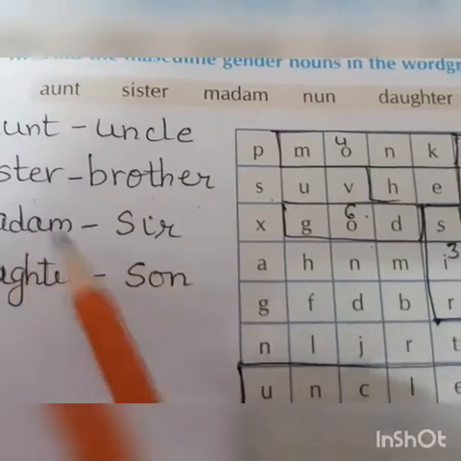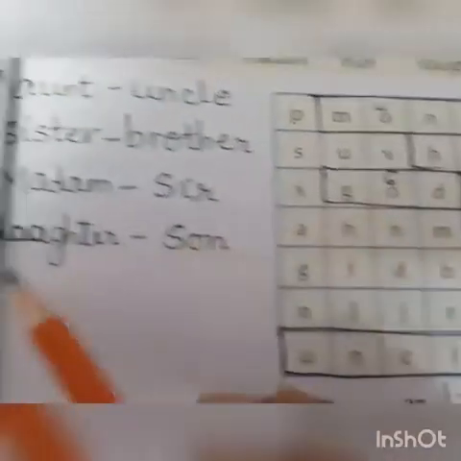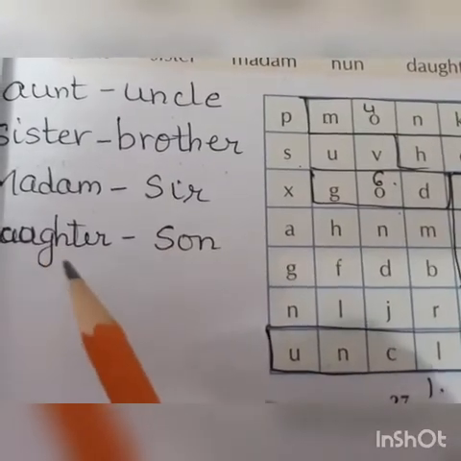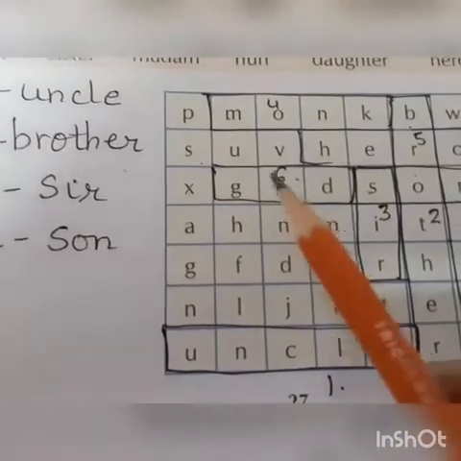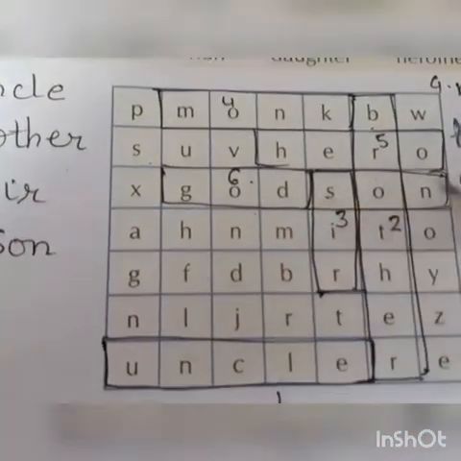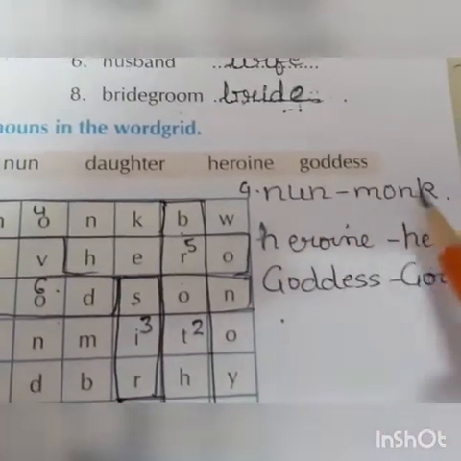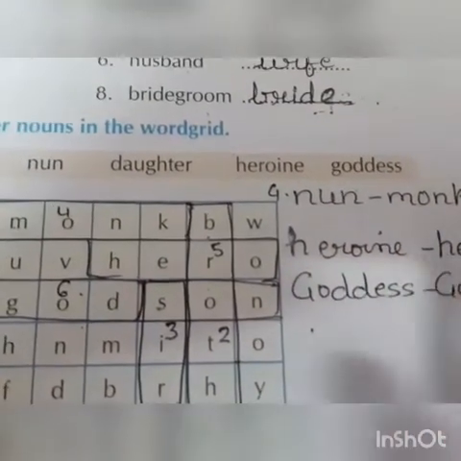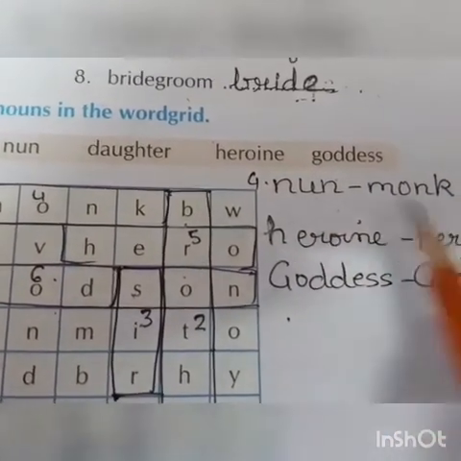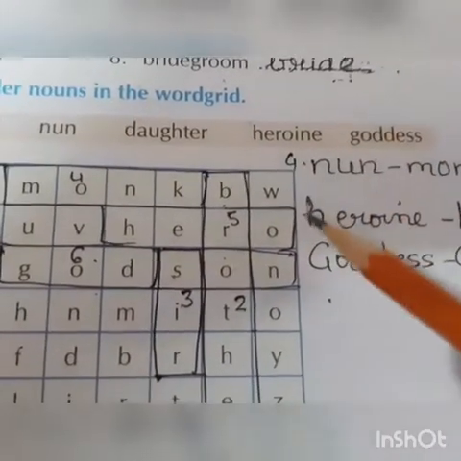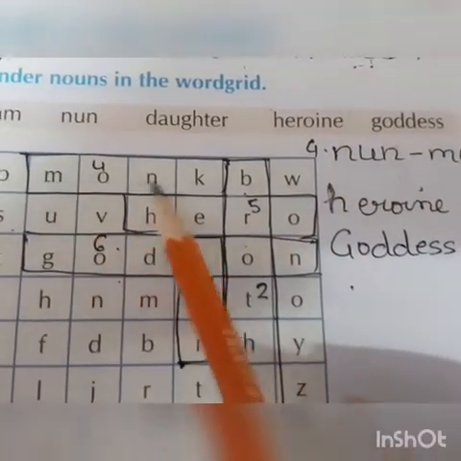Then it is your madam. With madam, sir. SIR, sir. Here it is SIR. Then daughter, son and daughter, so what will it be? Son. SON, son. Here it is SON, son. Then it is your nun and monk. Nun means a female ascetic, and monk means a male ascetic. So MONK, monk. Here we have to find out monk. So this is your MONK, monk.